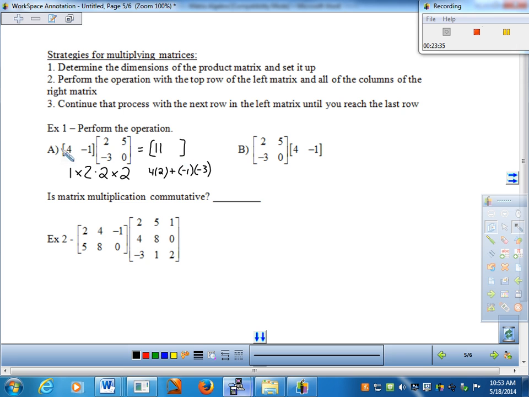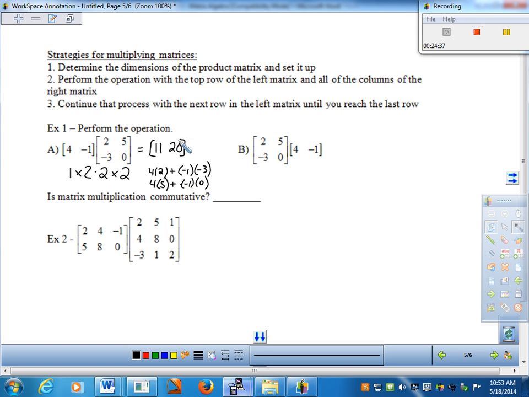So let's do it. Work across the left, work down the right. 4 matches up with 5. Plus in between. -1 matches up with 0. So worked across and worked down. 4 and 5, -1 and 0. That's how it works. So you always work across the left matrix, and you always work down the right matrix. Okay, well 4 times 5 is 20, 20 plus 0, and there's your answer. So a 1 by 2, which is 11 and 20 are your elements.